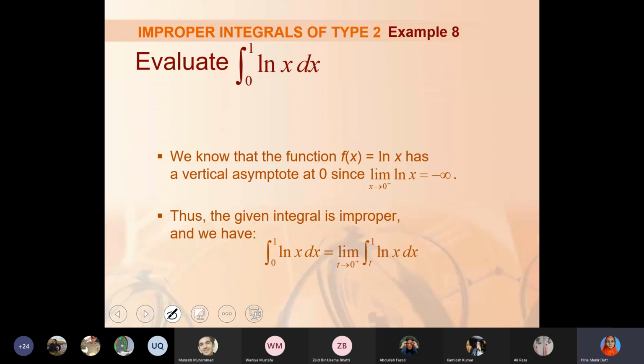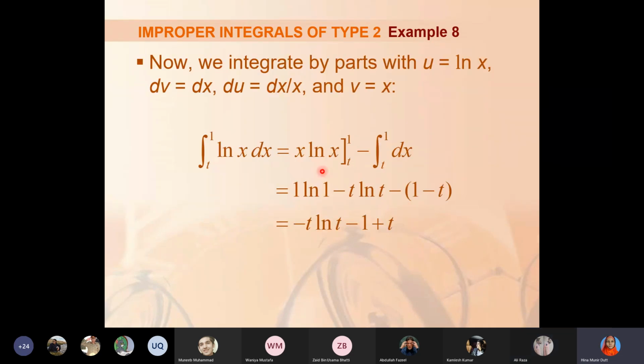Ln of x becomes infinite at x equal to 0. So I will write it: replace 0 with t, limit t approaches 0 from the right hand side. Ln of x. Now how will I integrate ln of x? Integration by parts. Integration by parts simply like this, and then put the limits of integration, which are from t to 1. Now I have to take the limit of this as t approaches 0 plus.